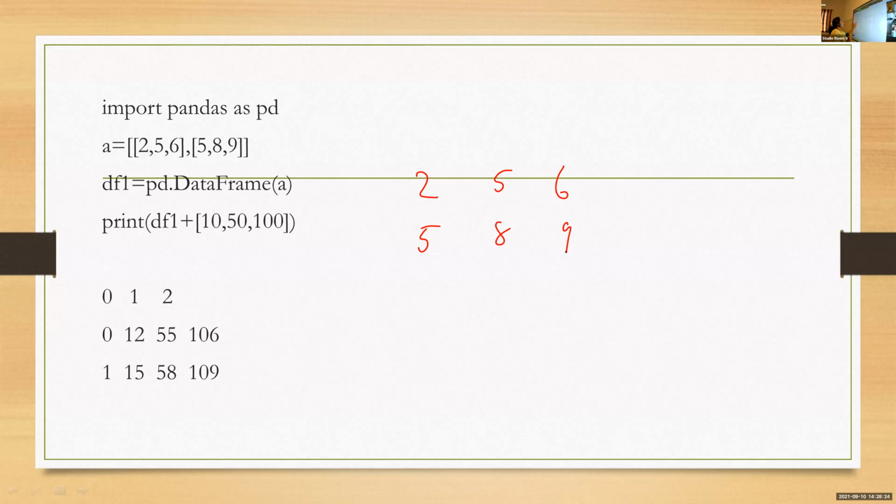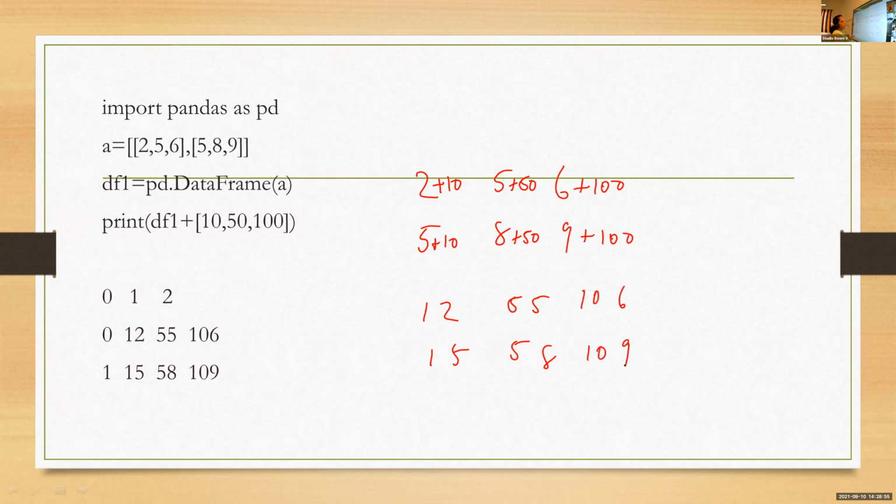Then I'm adding 10, 50, 100 to this data frame. Then how is the output? That is 2 plus 10, 5 plus 50, 6 plus 100. Then 5 plus 10, 8 plus 50, 9 plus 100. So the output is 12, 55, 106 and 15, 58, 109. So if we want to add a set of values to the data frame, we use the statement df1 plus, within square brackets, the values 10, 50, 100. It will add 10 to the first column values, then 50 to the second column values, and 100 to the third column values. Okay.